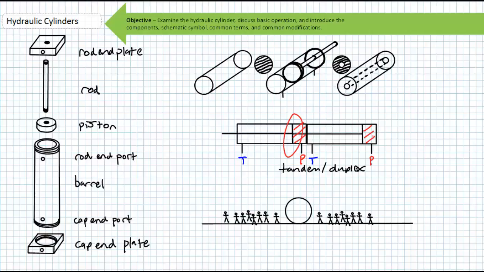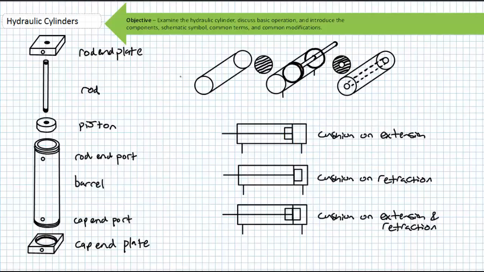The differentiation between the terms tandem and duplex refer to the type of connection between the primary and support cylinder. A tandem is meant to be permanently connected and for all intents and purposes is a single unit. A duplex is meant to be disassembled and you can separate the two halves. Another common modification you might see is something called a cushion. Like the term cushion implies, it softens the landing when the cylinder reaches the limits of travel.